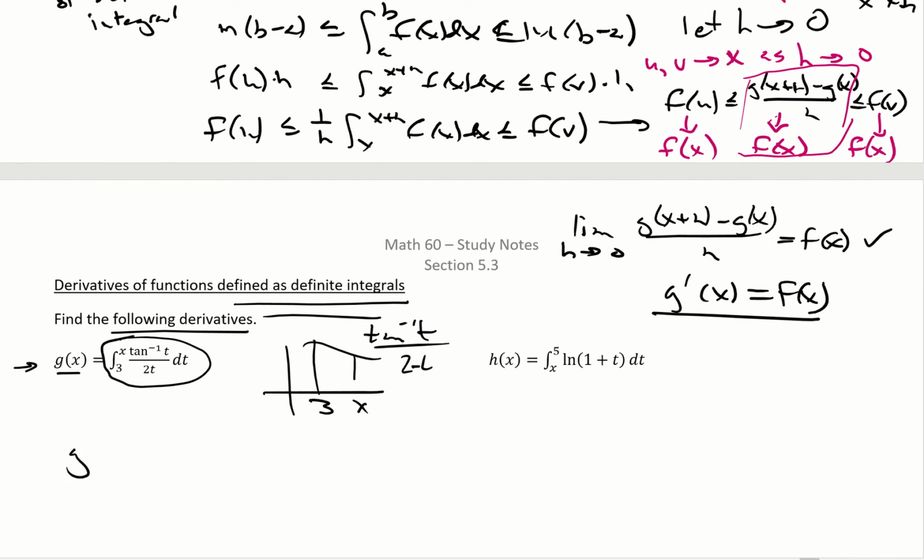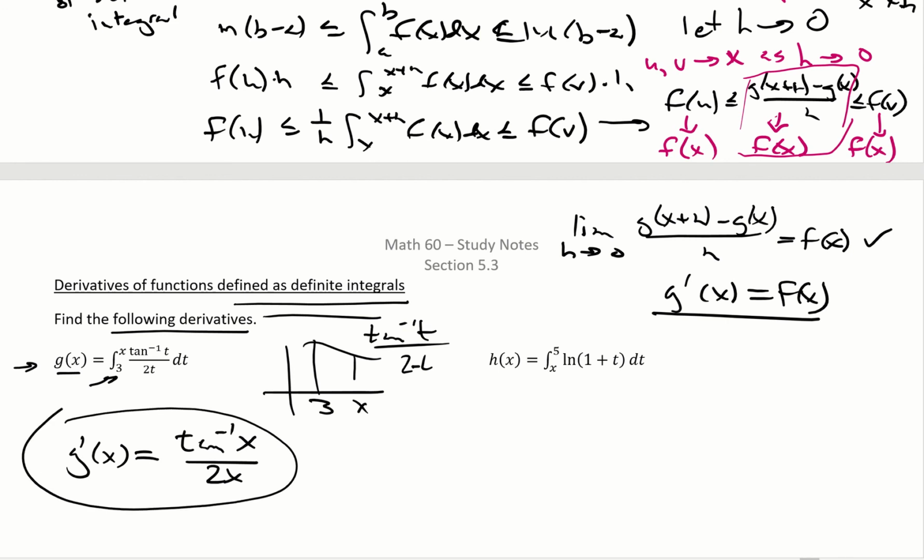So when they say find the derivative, all you have to do is the following. The derivative is right in here, because if you define g that way, your derivative is the integrand. So my derivative is tan inverse, put the x in there, all over 2x. And it doesn't matter if you're starting at 3 or 5 or 1,000,000. If g is defined to be this definite integral, then your derivative is the integrand itself.